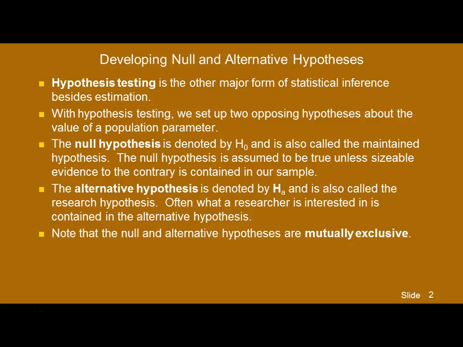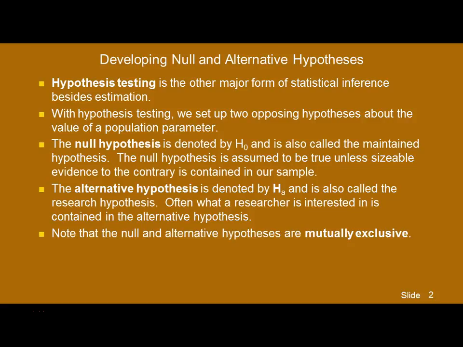More specifically, we're going to set up two opposing hypotheses. The first is called the null hypothesis, and is denoted by the symbol H0. The null is also sometimes called the maintained hypothesis. The reason for that is we will maintain or kind of assume that the null is true unless we get fairly sizable evidence to the contrary.